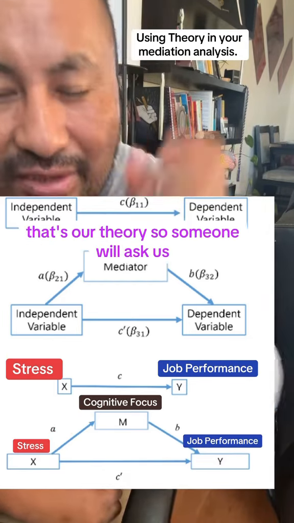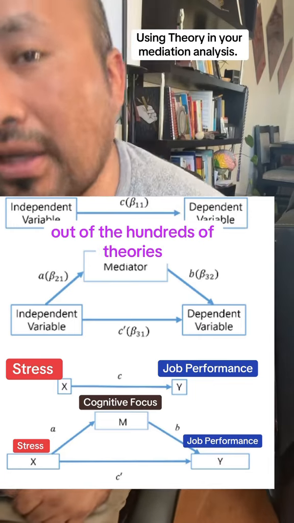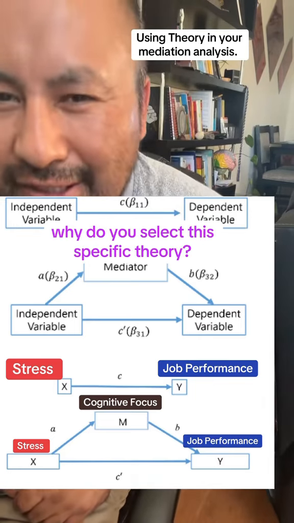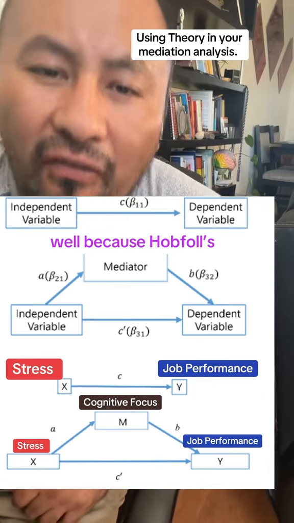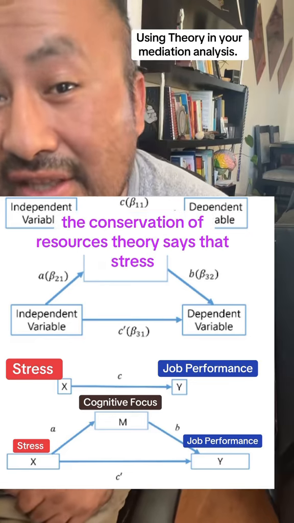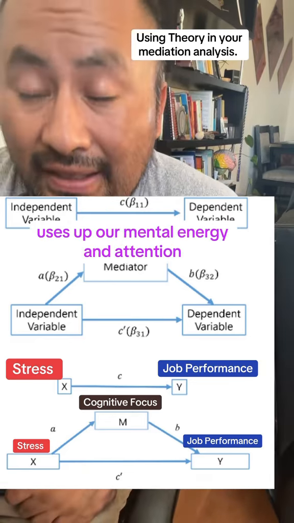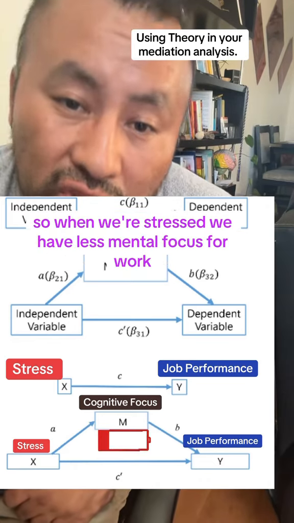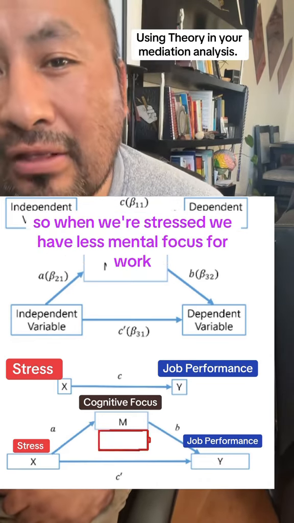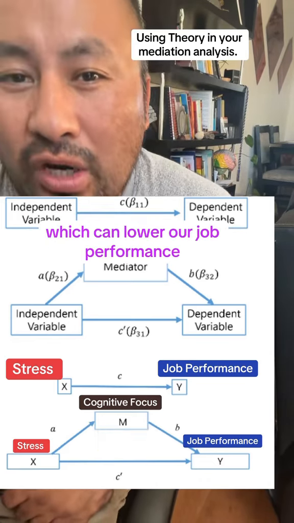That's our theory. So someone will ask us, out of the hundreds of theories, why did you select this specific theory? Well, because Hobfoll's conservation of resources theory says that stress uses up our mental energy and attention, right? So when we're stressed, we have less mental focus for work, which can lower our job performance.